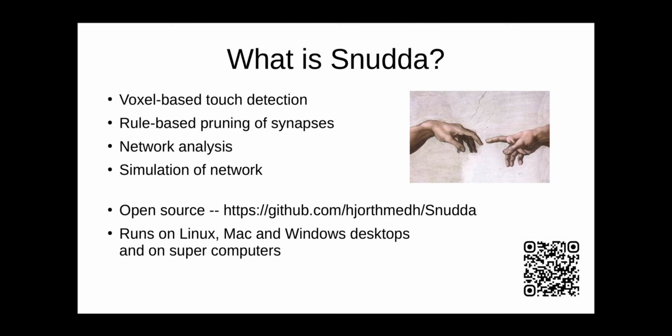Snudda is a tool to create large networks of neurons, and we use the morphologies to guide us where the synapses should be located between these neurons. To do that, we do voxel-based touch detection, and then we do rule-based pruning of synapses to reduce the number of putative synapses to the ones that are realized in the network. We also have some scripts for network analysis, and then finally you can run the network using the NEURON simulator. All of this is open source and available on GitHub, and you can run it on Linux, Mac, Windows, but also on supercomputers.